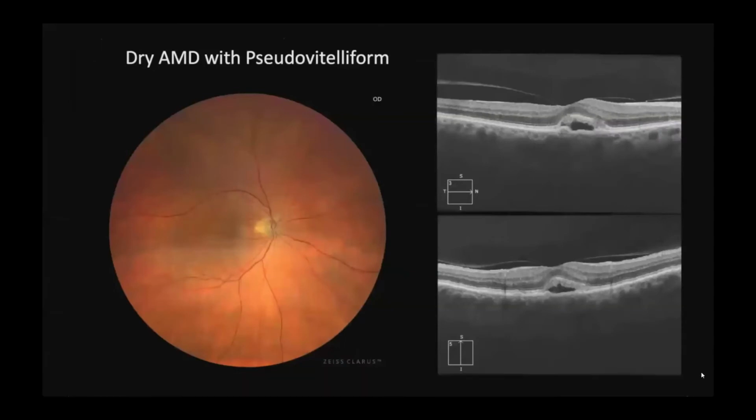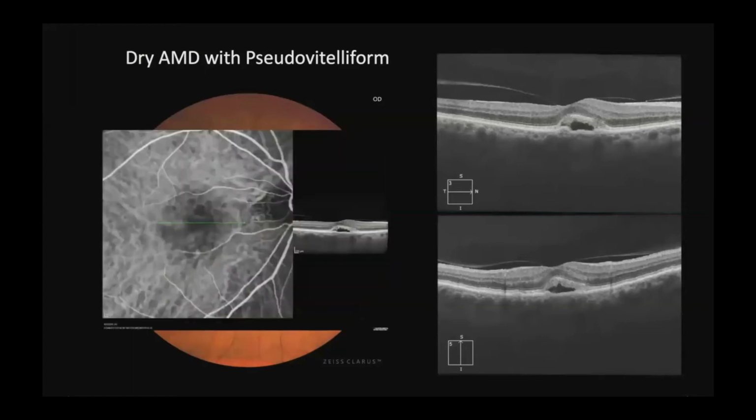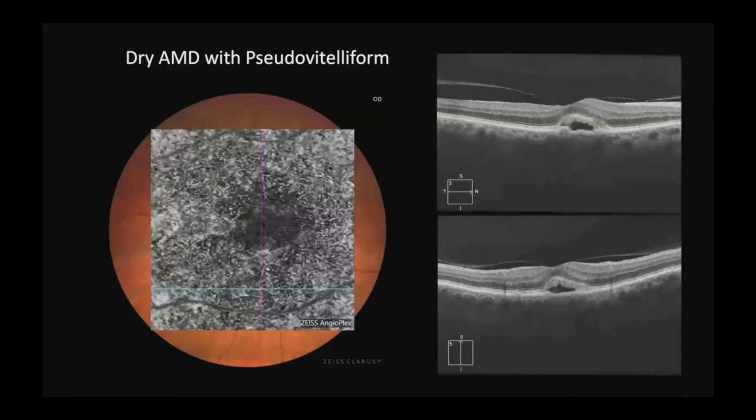Dry AMD with pseudovitelliform detachments. Pseudovitelliform lesions can occur in association with pattern dystrophies, but also more commonly as a complication of reticular or cuticular drusen. And these pseudovitelliform lesions don't respond to anti-VEGF and hold a relatively good visual prognosis, but it's important to identify so that you don't mistreat the patient.